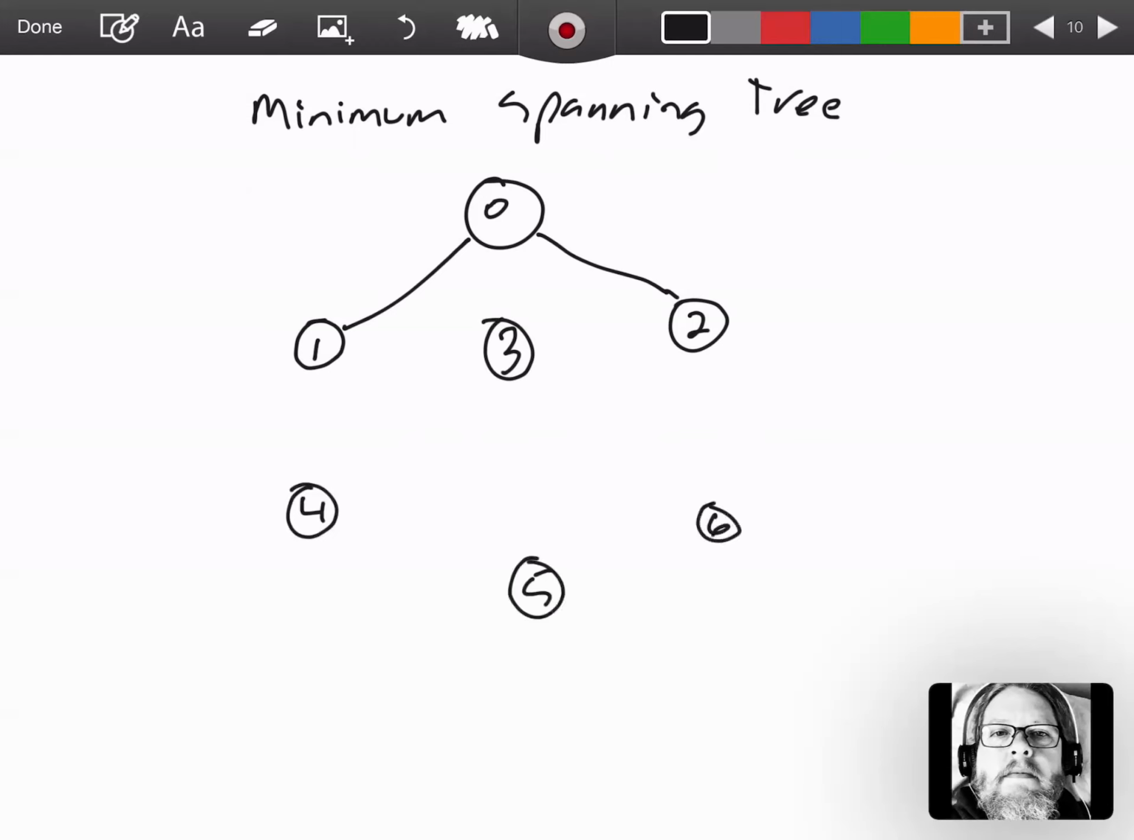So we've got this is an undirected graph. Do it either way.